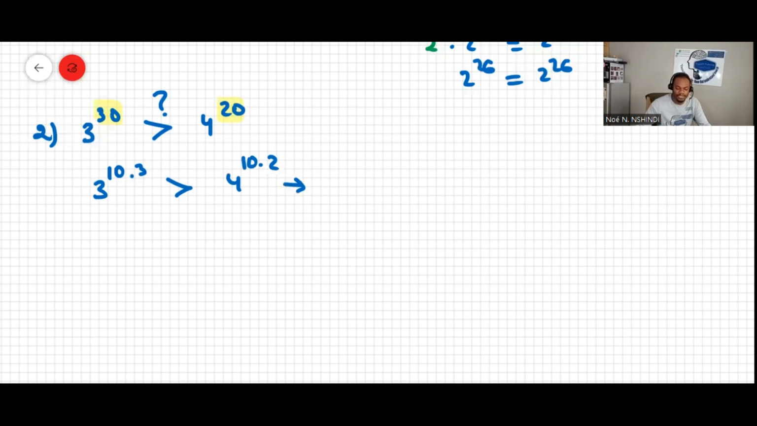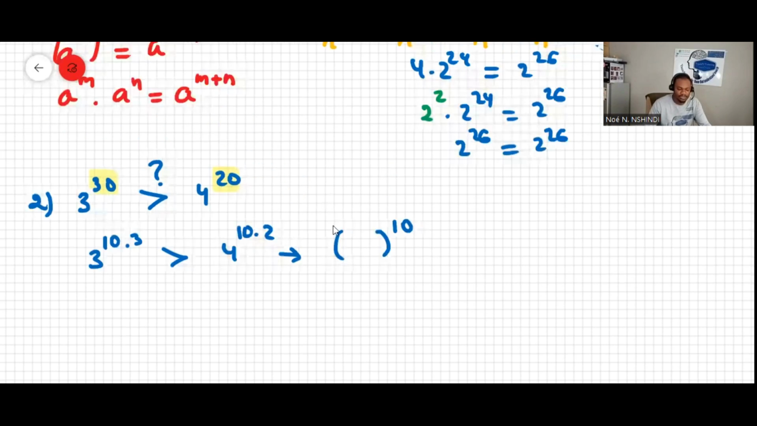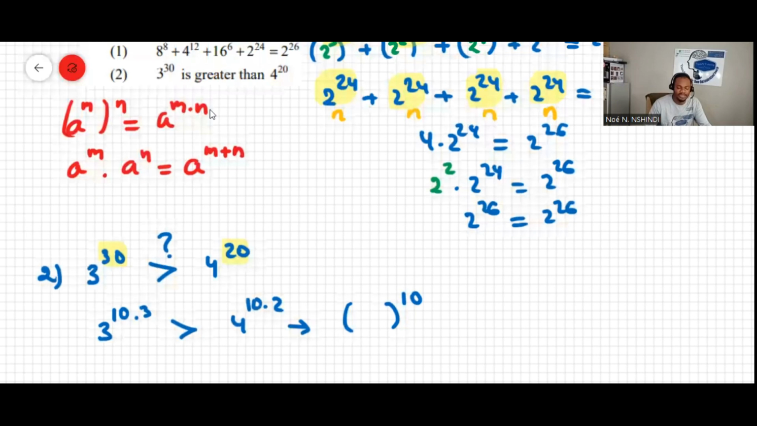This can be written as to the power of 10, according to the law of exponents. Remember that a to the m times n equals a to the m, raised to n. We can do the same here. This can be written as 3 to the 3, to the power of 10, meaning 3 to the 10 times 3. Same over here, it's going to be 4 to the power of 2, to the power of 10.